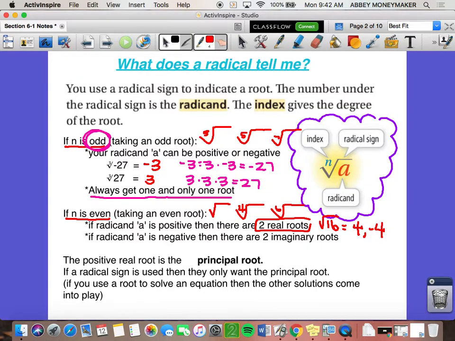And we've learned a lot about that when we were solving quadratics. Now, if your radicand is negative, then there are two imaginary roots. And again, we talked about this. So let's say we're taking the square root of negative 16. That goes to positive and negative 4i because there's a negative under the radical. So we know that we would get an imaginary solution.